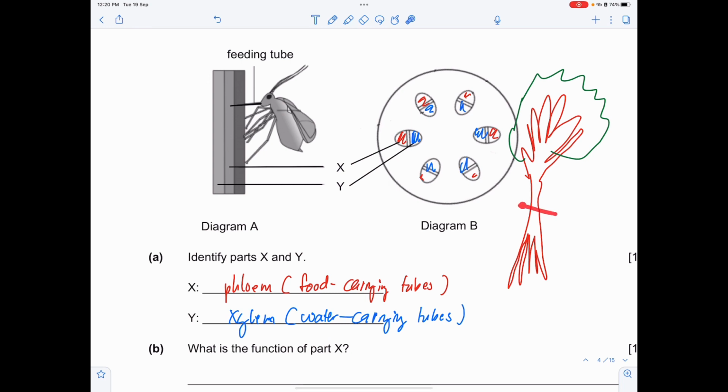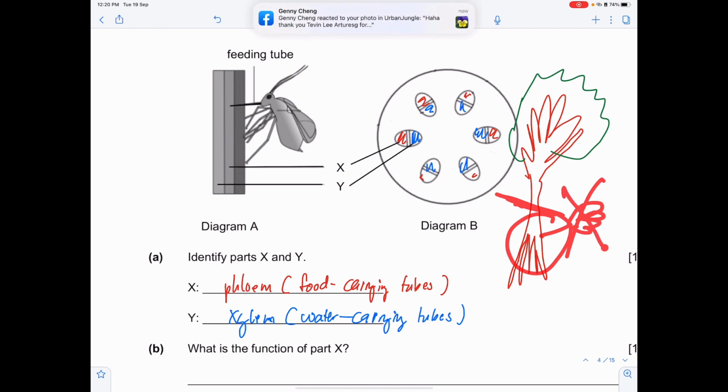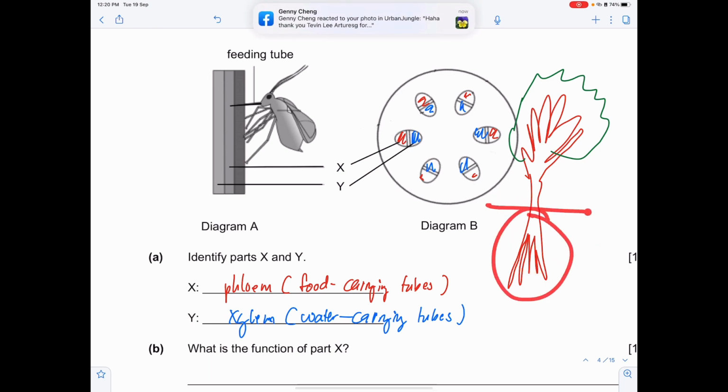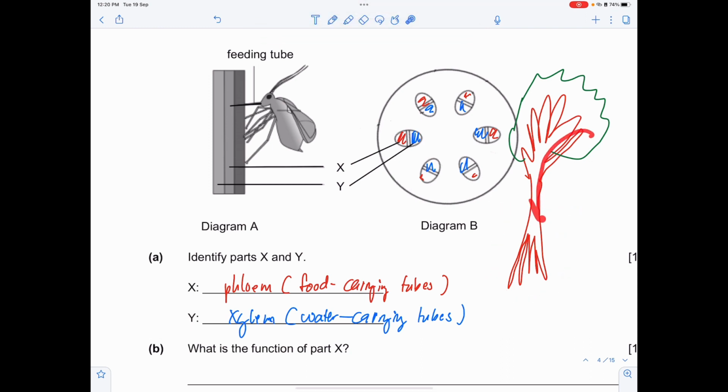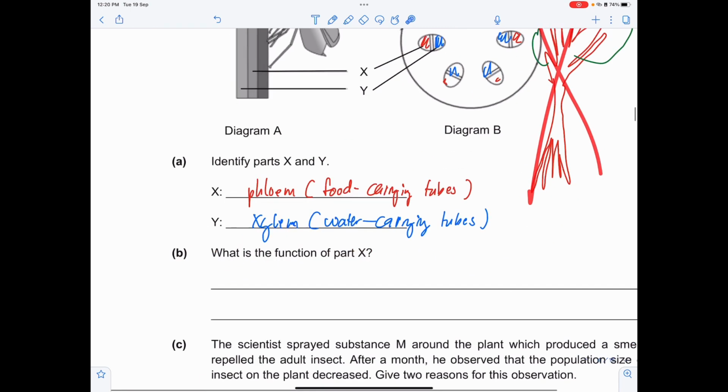But if you cut it here, the food carrying tube is gone. It doesn't matter anymore, because below this part, there are no leaves to actually carry out photosynthesis. So this part over here is as good as dead, because the food carrying tubes are cut. It cannot receive any food that is made by the leaves above the cut, and so the roots will eventually die. They cannot absorb any water anymore. Eventually the whole plant will just be dead.